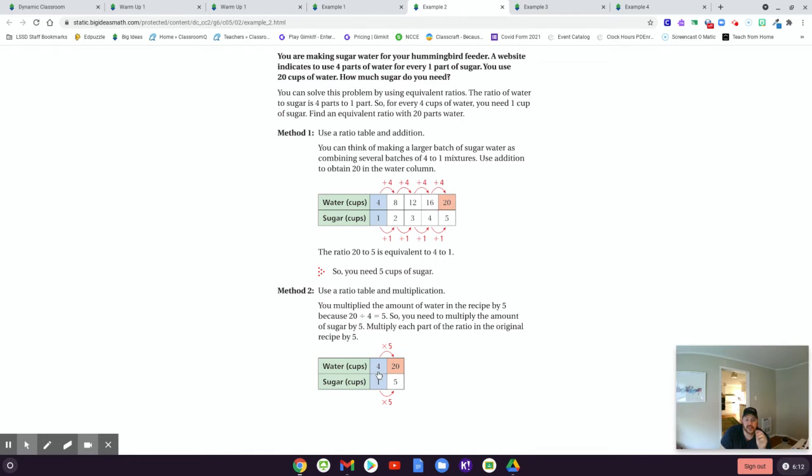So to go from 4 cups of water to 20, you have to multiply it by 5. So you take that 1 part of sugar and multiply by 5, and that tells you it's 5 cups of sugar that you need for 20 cups of water. So again, I prefer this multiplication way. This addition way will lead to mistakes that you don't want to make. Okay, so if you said 5 cups of sugar, you're right.